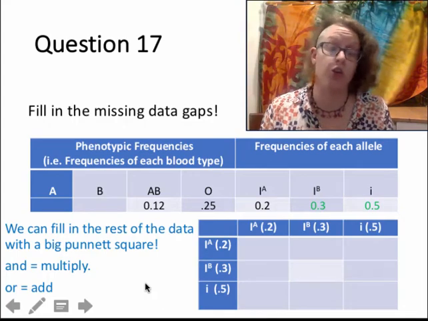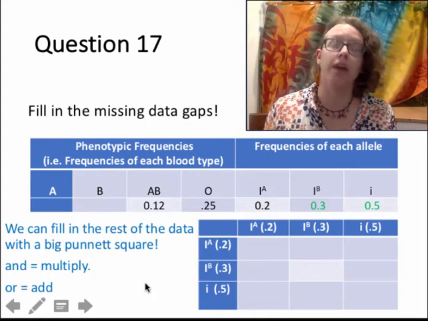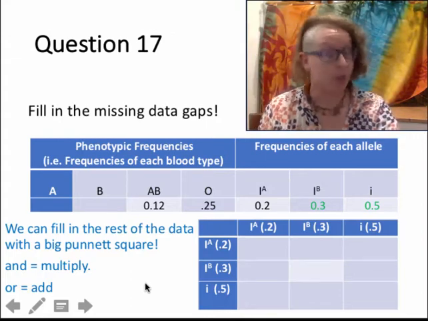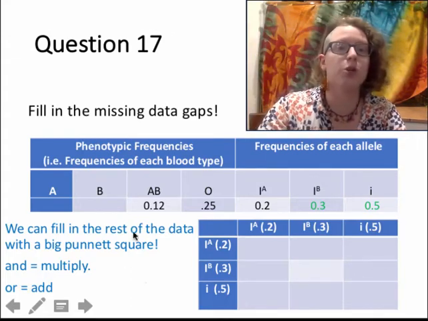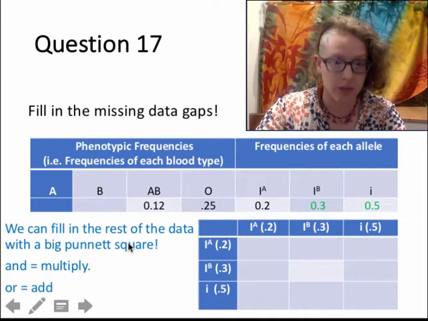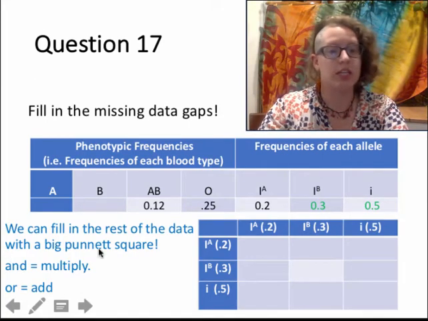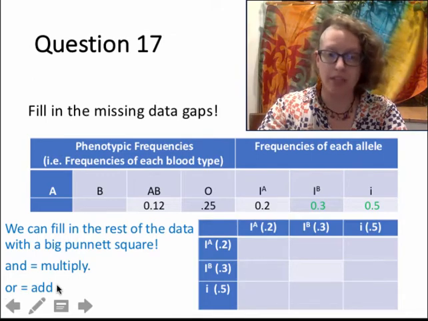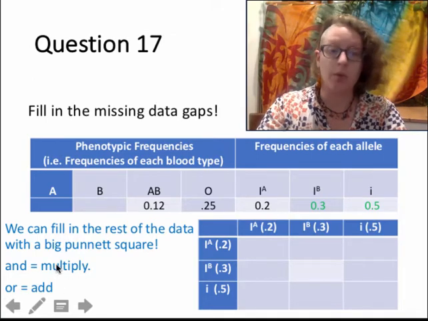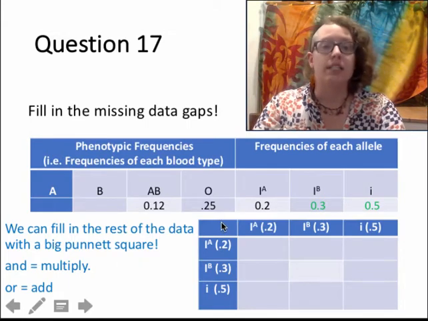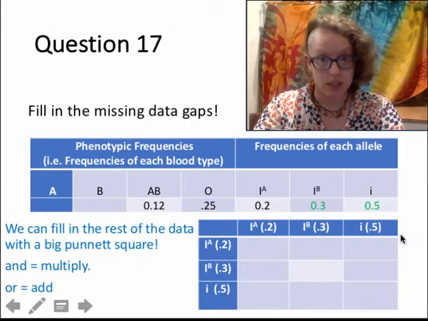I'm also going to show you the mechanism for using the Hardy-Weinberg equation. But let's first just talk about the Punnett square, which is filling in the gaps. In the Punnett square, again, we're going to use these "and"s as multiply or as add situations. We're going to start by doing the "and," which is multiplying, by taking these allele frequencies that we have.